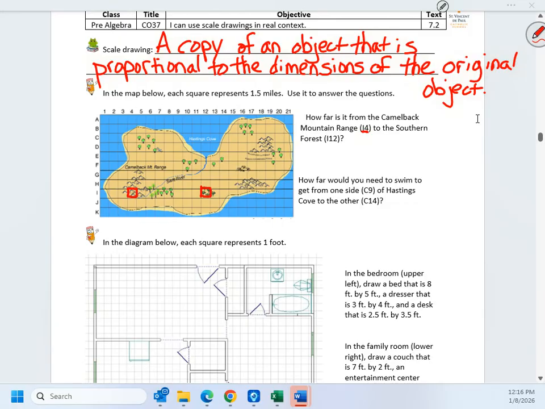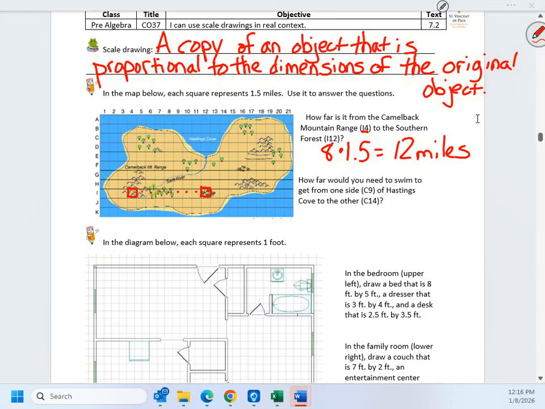Not 13.5. Remember, when we start with our measurement, do we count this first square as one? So it would be 1, 2, 3, 4, 5, 6, 7, 8. So 8 squares. 8 squares would be how many miles? Henry? This would be 12 miles. Yeah. So 8 squares, so 8 times that 1.5 miles gives us 12 miles.